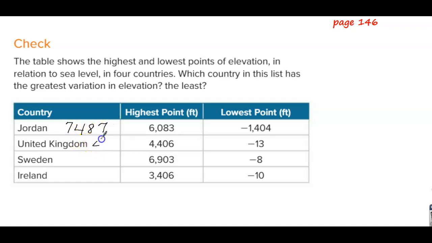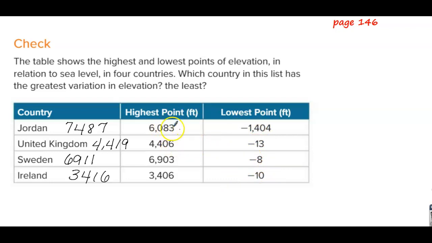That's going to be 4,419, not winning. Sweden, okay, that would be 6,911. And Ireland would be 3,416. I'm just adding these numbers together, pretending these are not negative, okay?